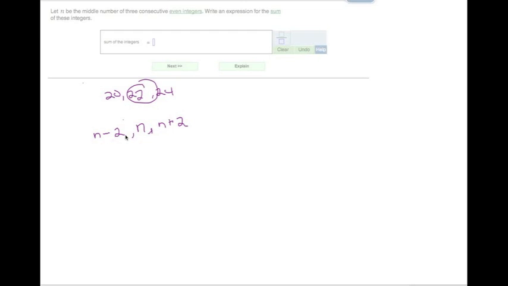And it says to write an expression for the sum of these integers. So we're going to have n minus 2 plus n plus n plus 2. And we can simplify that to be n plus n plus n is going to be 3n. And then negative 2 plus 2 equals 0. So it's just going to be 3n. And that's the expression.